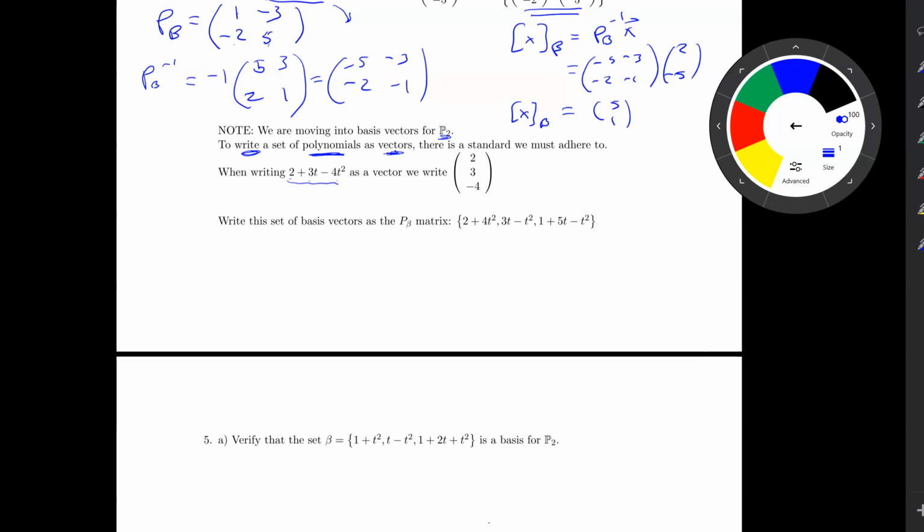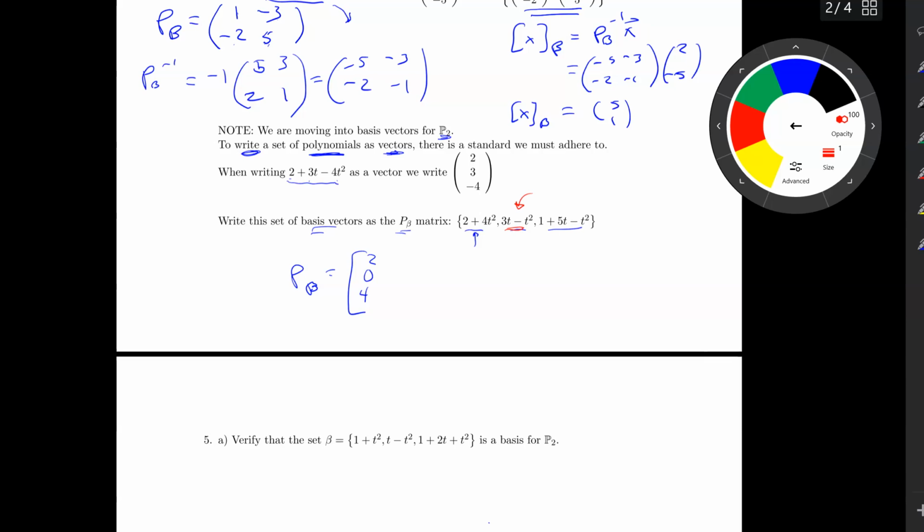in the third entry. So if I tell you that this is a set of basis vectors, then I want you to write out what this p sub beta is. I'm going to write this as my first column. So I'll have a 2 in front of the constants, a 0 in front of the t, and a 4 in front of the t squared.